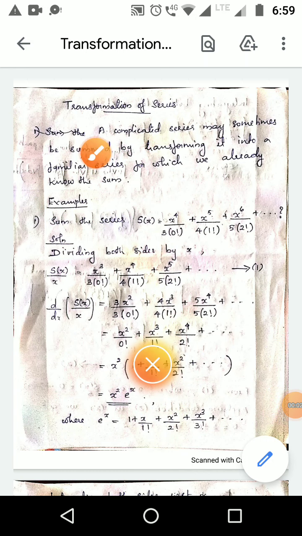Transformation of series. A complicated series may sometimes be summed by transforming it into a familiar series for which we already know the sum. In this method, if you are given a series to sum, and that series is somewhat complicated, we can transform it into a familiar series and find the sum of that series.